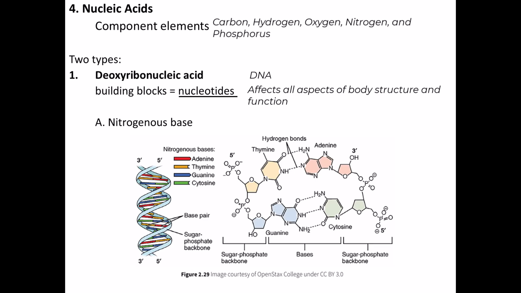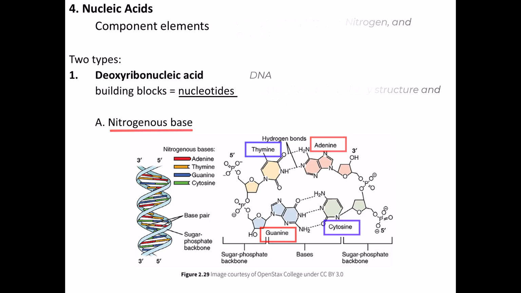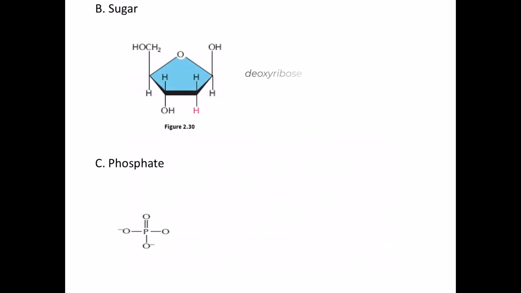The building blocks of nucleic acids are called nucleotides. A nucleotide consists of a nitrogenous base, sugar, and phosphate. In nucleic acids, there are 4 different nitrogenous bases. These bases are adenine and guanine, which are classified as purines, and cytosine and thymine, which are classified as pyrimidines. The sugar group is deoxyribose. This is a 5-carbon sugar. It's called deoxyribose because one of the carbons is connected to a hydrogen and not a hydroxyl group, which makes it different from the sugar ribose.